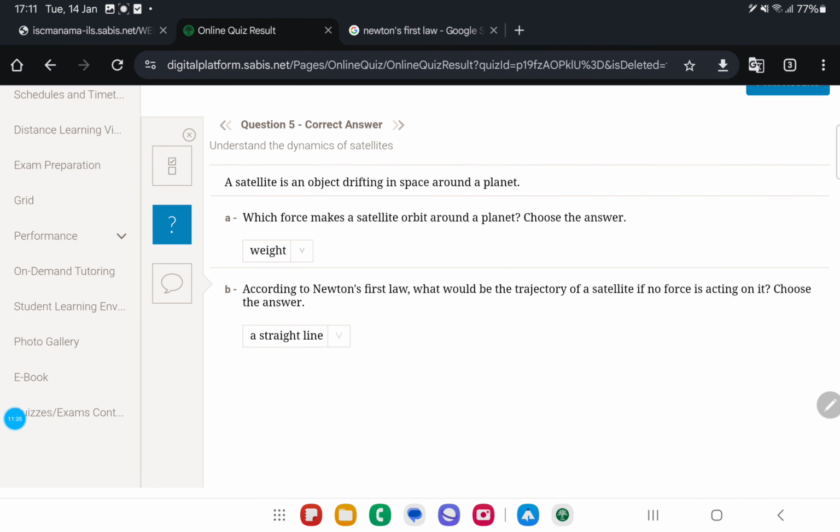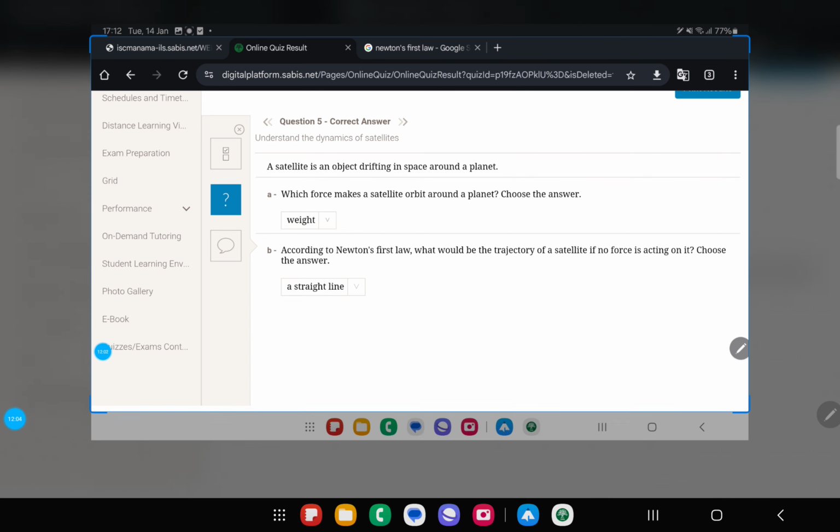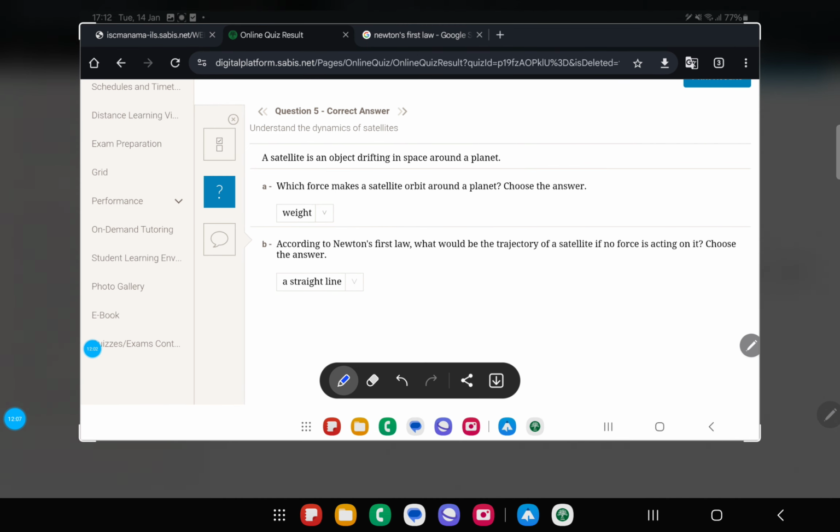Okay. For question 5, a satellite is an object drifting in space around the planet. Which force makes a satellite orbit around the planet? Since the gravitational force is acting on it, it has to have a weight, right? So the reason it's not falling out of orbit is from the gravity from the Earth and its weight. If it doesn't have weight, gravity can't affect it. And of course, everything has weight. Well, except some stuff in space, but we won't talk about that now.